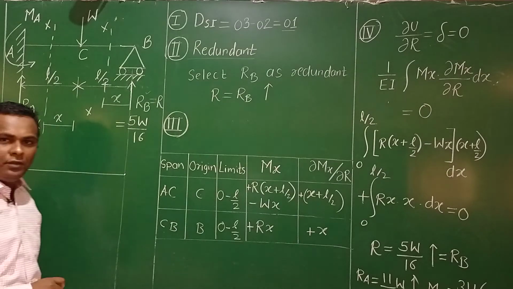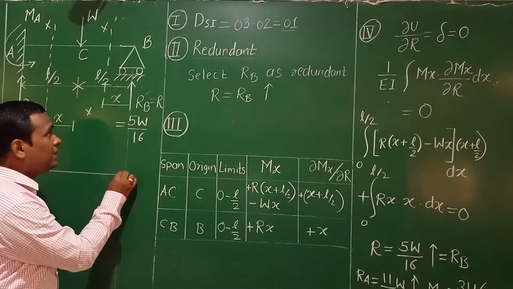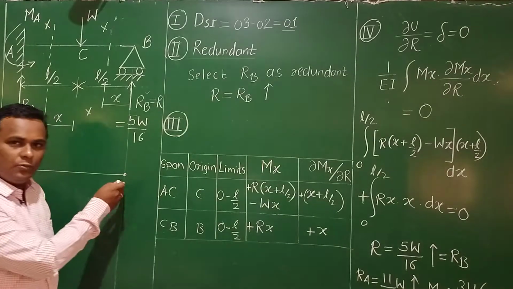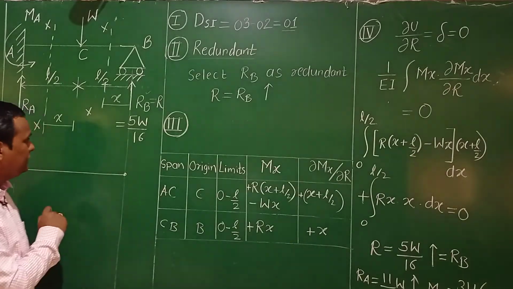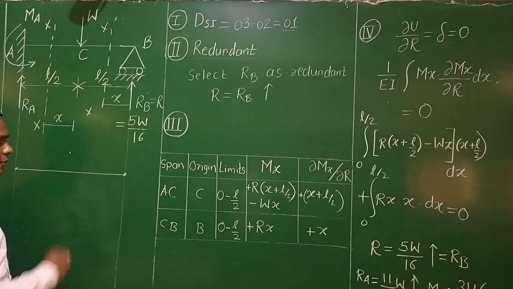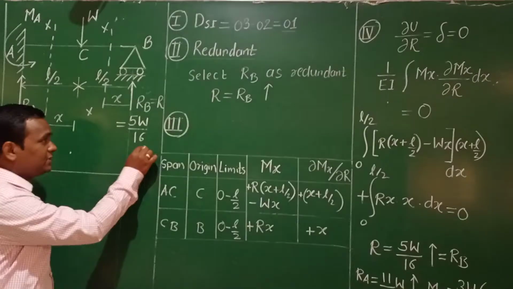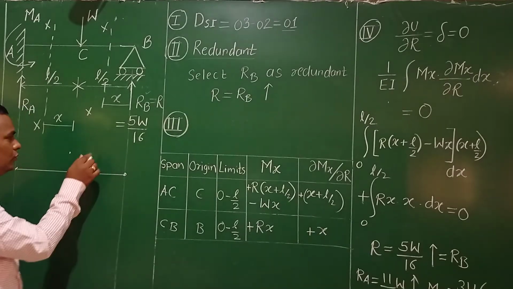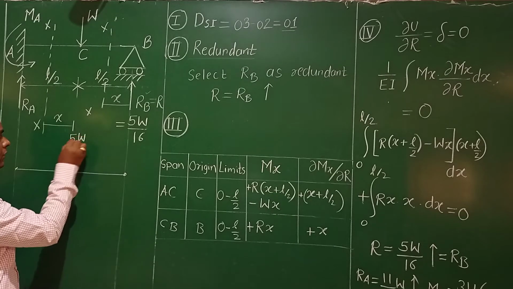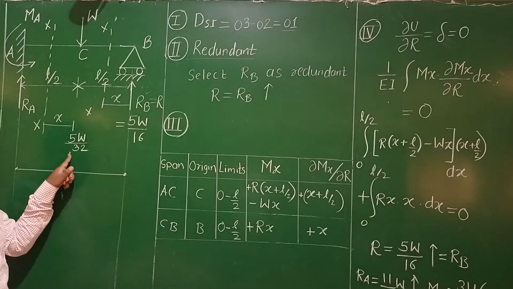Now here we will directly find the bending moment diagram. The value of bending moment at B will be exactly 0, as we are taking the bending moment exactly at point B. Now when we find the bending moment at point C, we need to consider 5W divided by 16 multiplied by L by 2. So we get it as 5W divided by 32. This is the bending moment at point C.